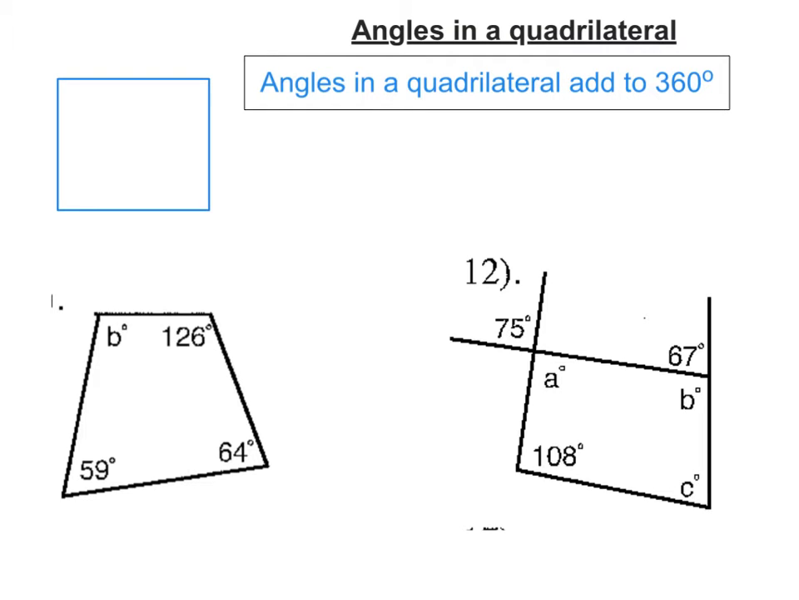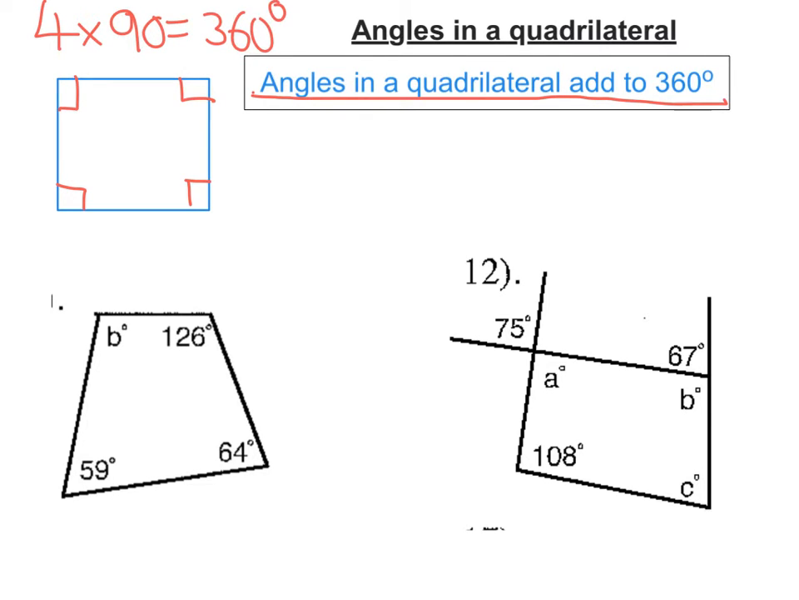In this video, we're going to look at angles in a quadrilateral. Now, you need to remember that the angles in a quadrilateral add up to 360 degrees. So in this rectangle here, we have 4 right angles. Now, each right angle is 90 degrees, and 4 times 90 is 360.